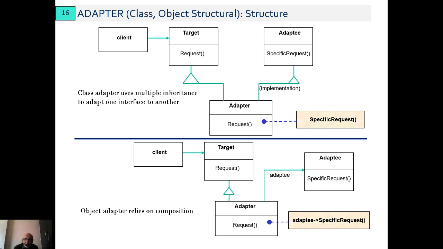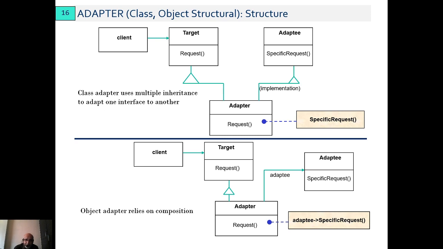Usually in the generalization hierarchy, what do we do? Generalization is bottom up. Now, from the adaptee and the target, the adapter has been taking up the interface. It forms one interface. Through that interface, the request comes through the target, and the adapter latches on to the adaptee. So the specific request for non-compatibility can be completed by the adapter.